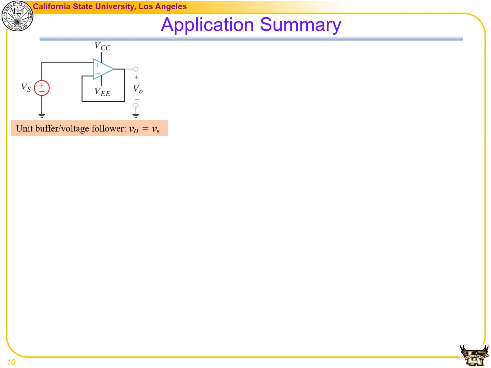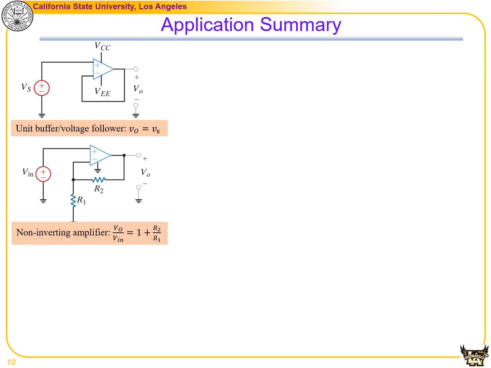So let's summarize all the applications we have learned so far. The first one is a unit buffer, which we can also call a voltage follower. We have one wire connected from the output directly to the inverting terminal. We have VO equal to VS.